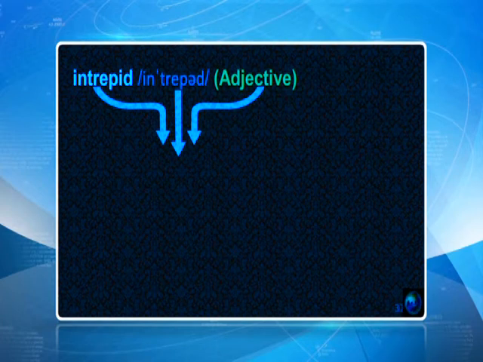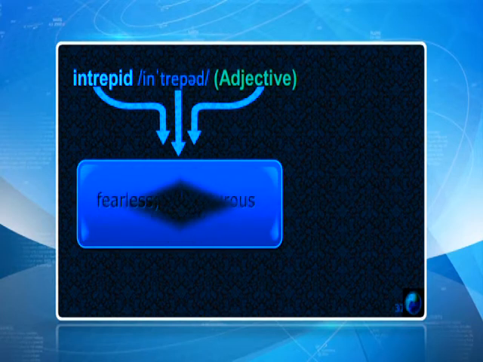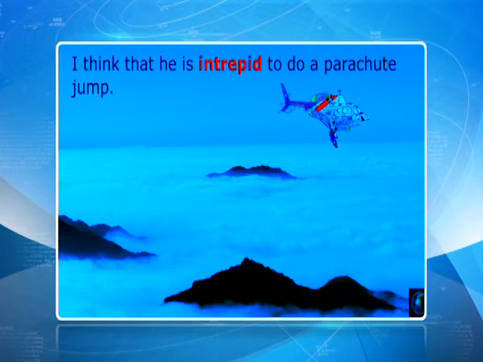The following word is an adjective. It means intrepid. Intrepid is an adjective which means fearless or adventurous. For example, I think that he is intrepid to do a parachute jump.